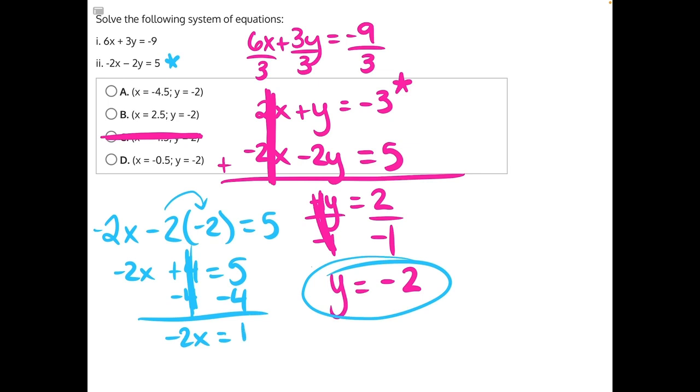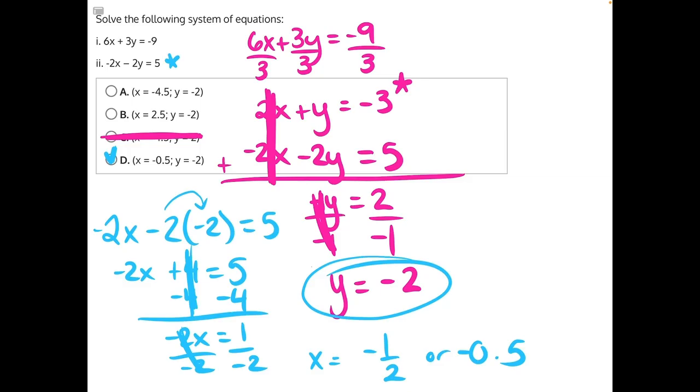Then we will divide. Since negative 2 is being multiplied to x, division is the opposite operation we need. These negative 2's will cancel, leaving us with x is equal to a negative 1/2, or a negative 0.5, thus making answer choice D our correct answer.